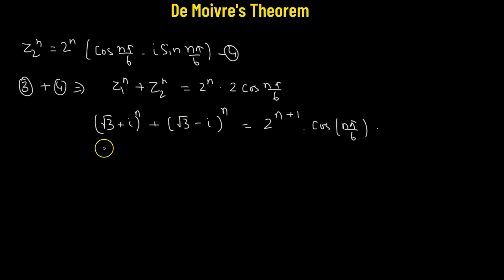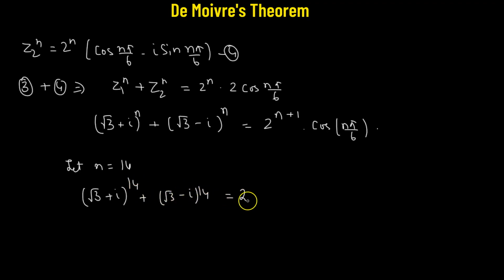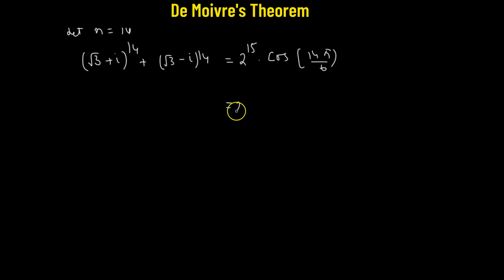Next, we'll try to find the value by letting n equal to 14. This means we have square root of 3 plus iota raised to the power of 14 plus square root of 3 minus iota raised to the power of 14. This is going to give us 2 raised to the power of 14 plus 1, so we'll have 15, multiplied by cosine of 14 pi over 6. So we will have 2 raised to the power of 15 multiplied by cosine of, 14 pi over 6 means we have 7 pi over 3.